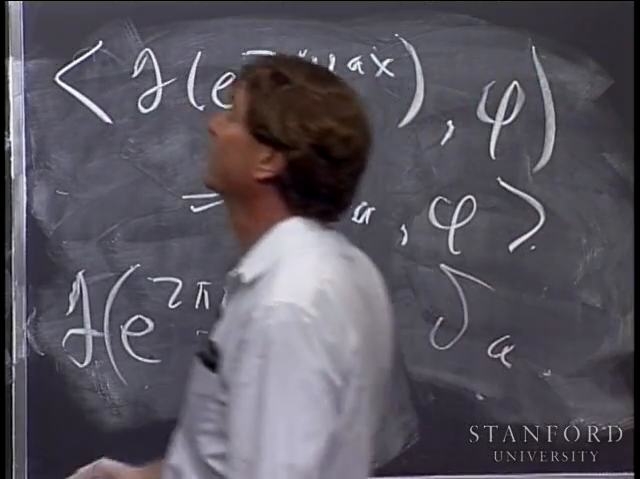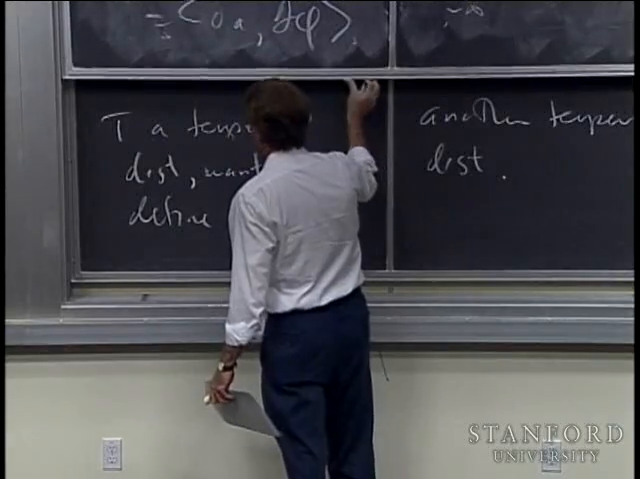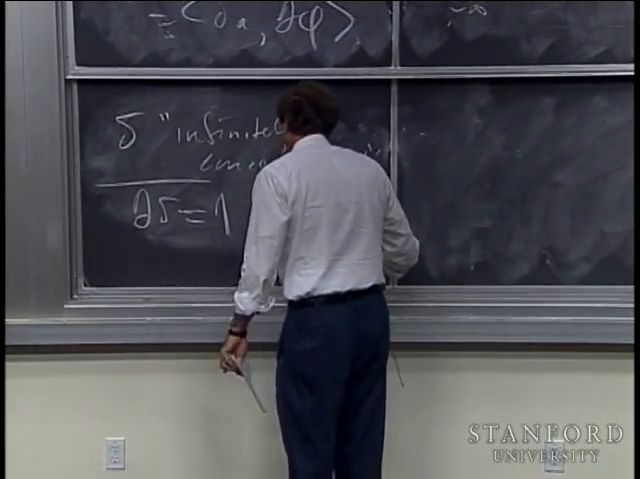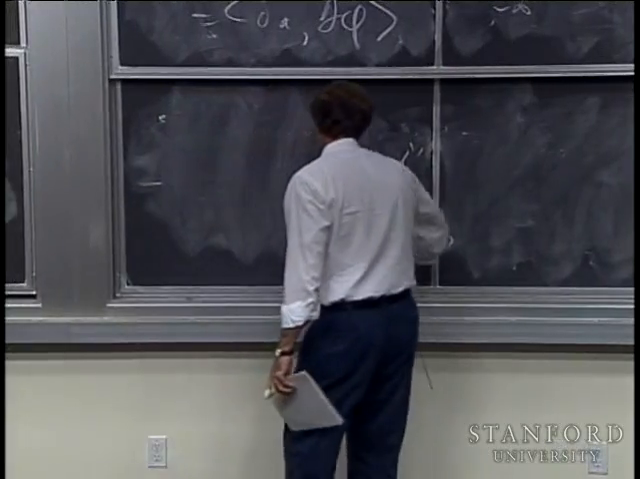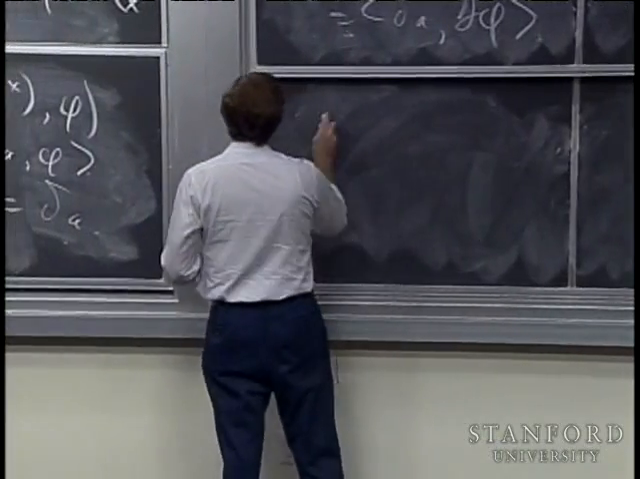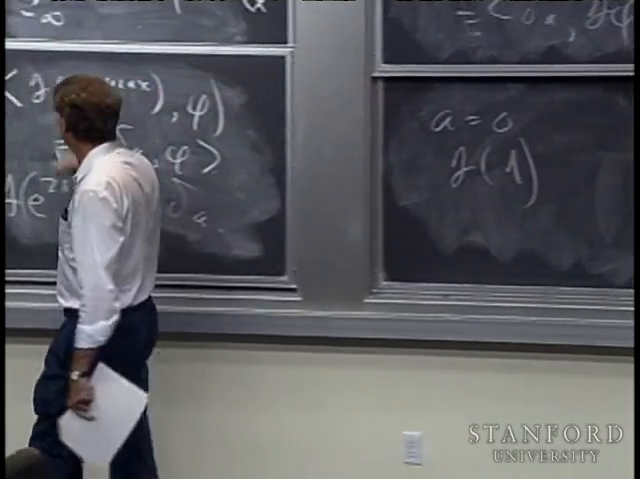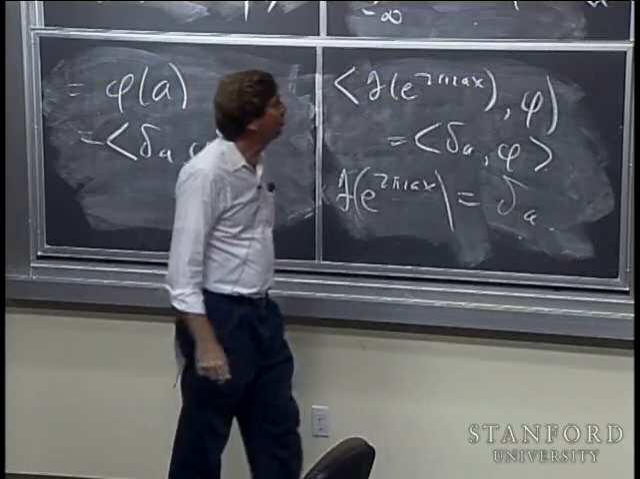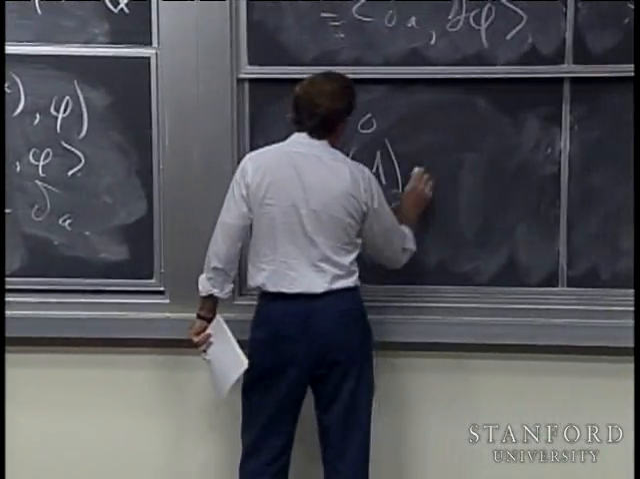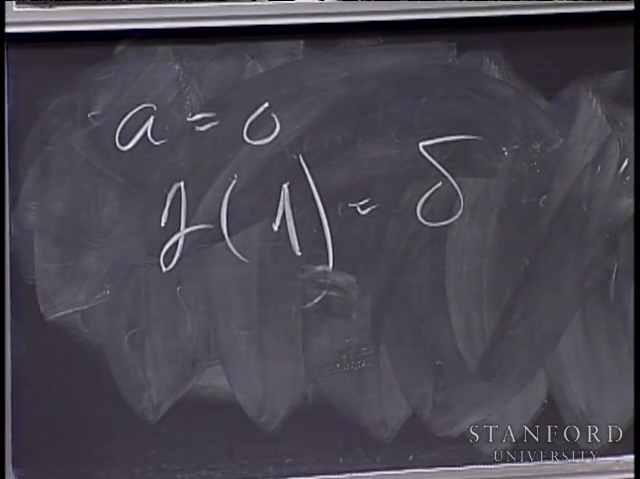Take the particular case when a is equal to 0. If a is equal to 0, I have the Fourier transform of 1, e to the 2 pi i 0. And what do I get? The Fourier transform of 1 is delta sub 0. The Fourier transform of delta is 1. The Fourier transform of 1 is delta. No doubt about it.